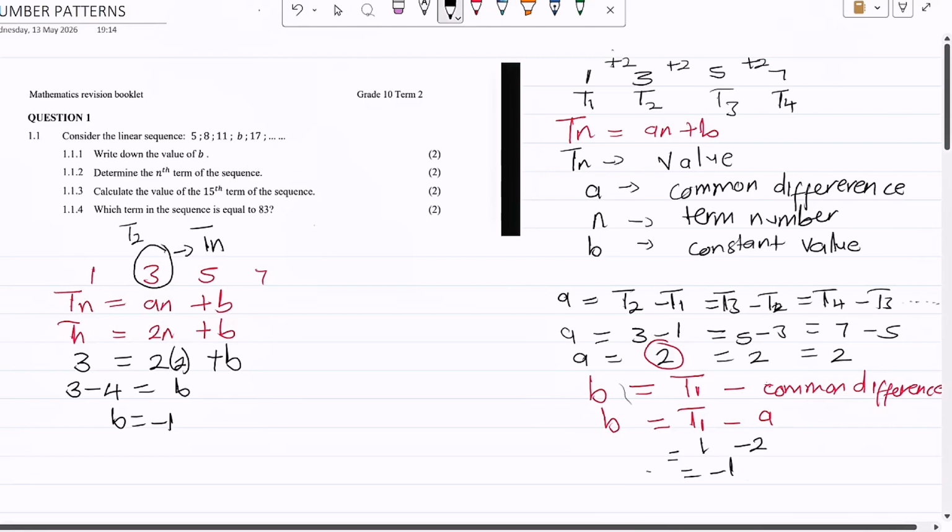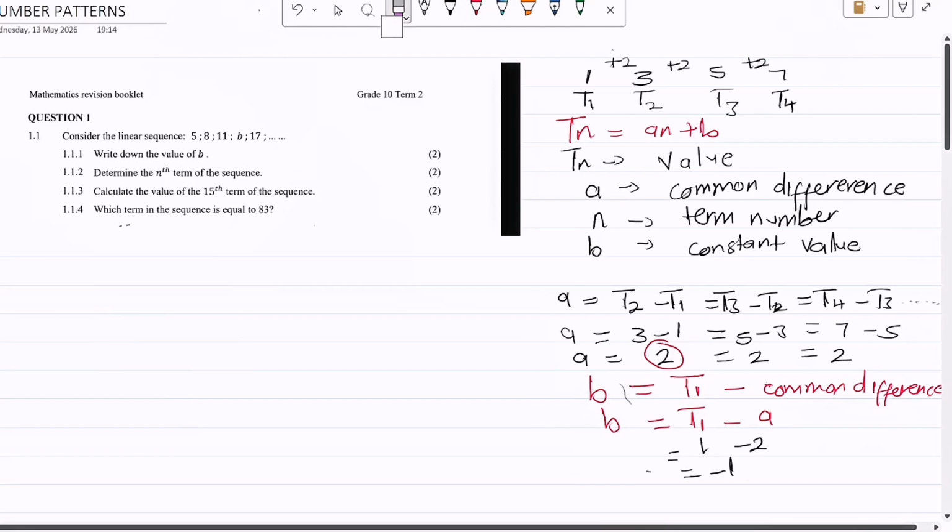Now we can go to the question. Let me just try to erase this so that we can have space. Let me erase this part. Alright, we can start with our question.